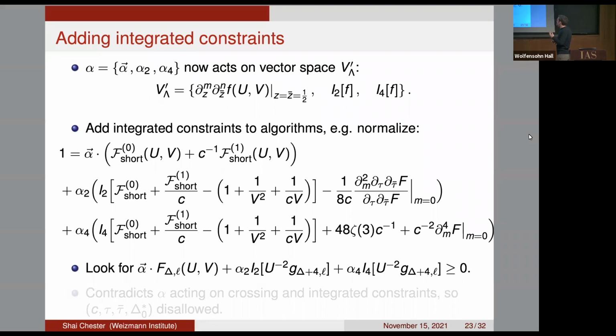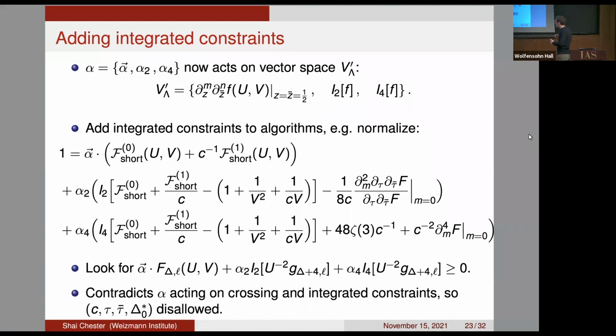Then again, instead of looking for a functional just acting on the cross blocks, now there are two new elements of the functional, alpha 2 and alpha 4, which are now going to be acting on integrals of these blocks. You just run the same algorithm, but with these slight modifications. Now if you can find such a functional, then because alpha acting on crossing integrated constraints would contradict this, this would imply that your assumptions were false. That means the specific choice of C, tau, tau bar, as well as your delta star, is a disallowed point. This is how you're able to get disallowed points now in this expanded domain, which includes tau and tau bar. This is a big improvement over Rosenhaus et al.'s previous algorithm, which was not sensitive to tau and tau bar.